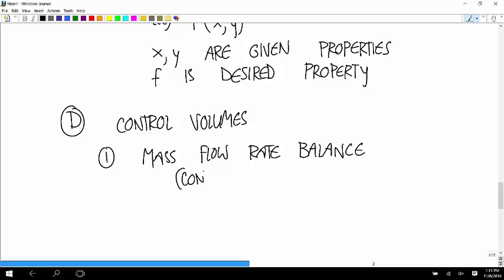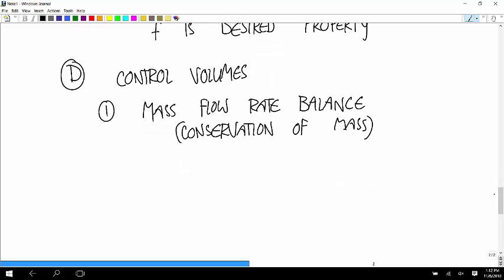You can think of that also as just conservation of mass. And the equation is the rate of change of mass with respect to time in the control volume is equal to the rate of mass flow in at the inlet, or all the inlets added together, minus the rate of mass flow out at the exit.